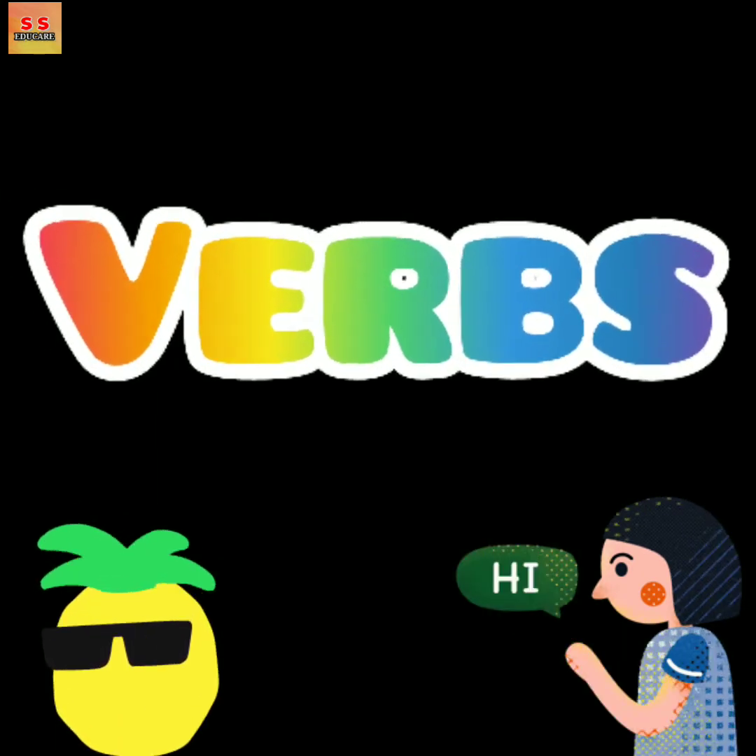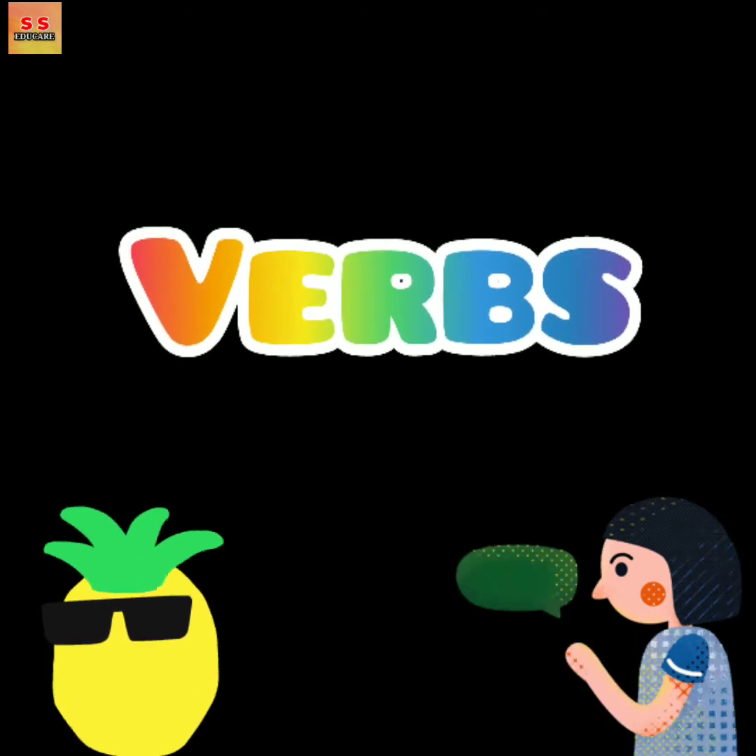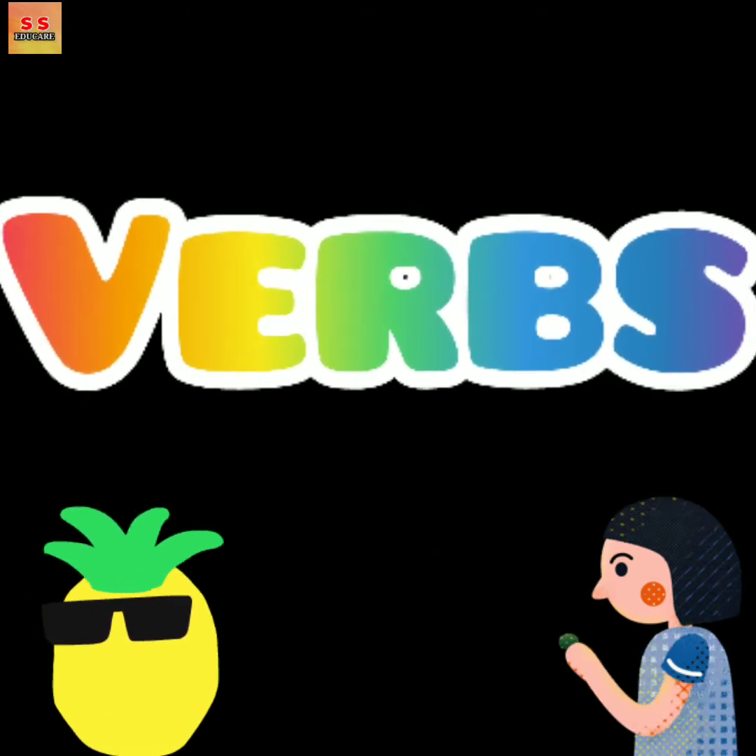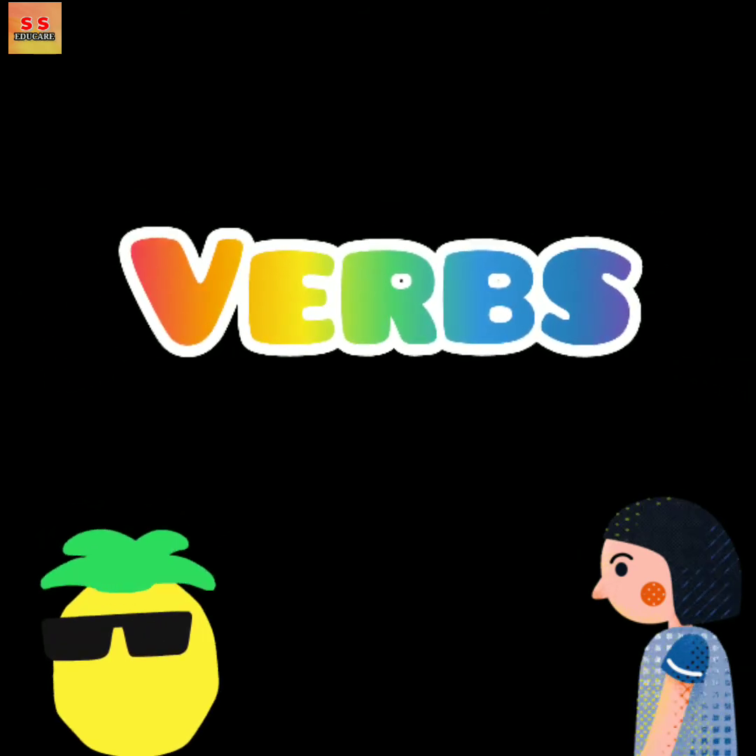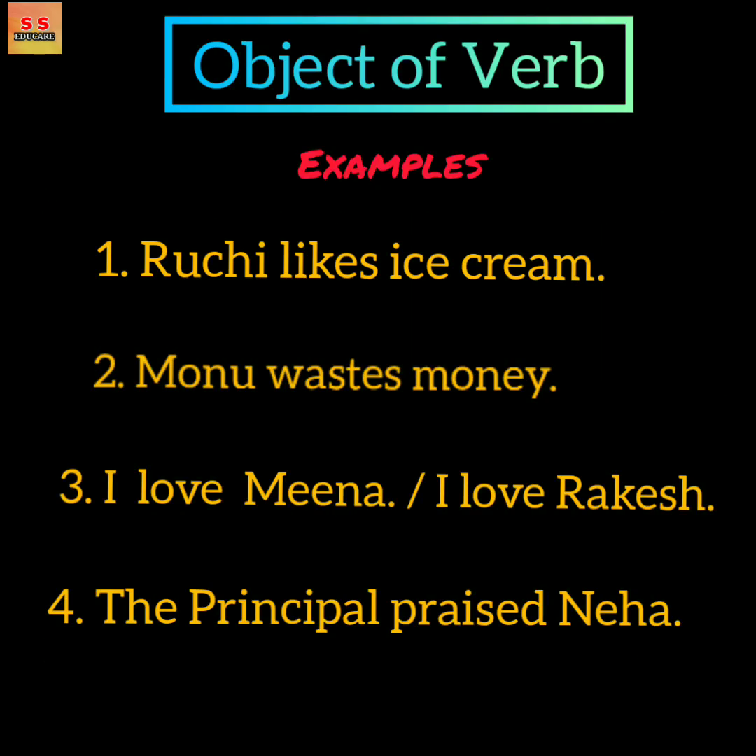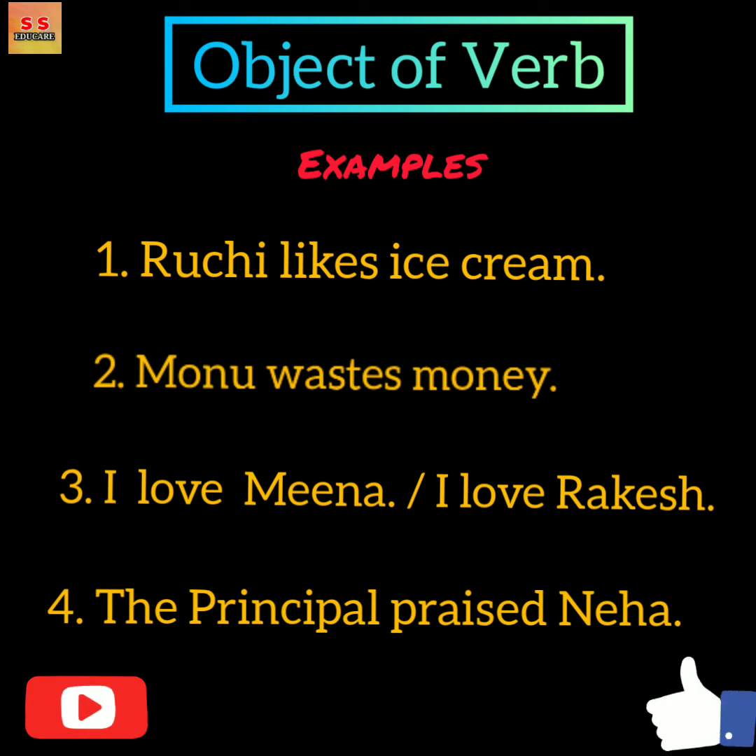Remember, the subject and object of a sentence will be noun. The object is a part of the predicate. The object answers the question formed with what or whom and the verb. Now, let's look at few sentences in order to understand this.